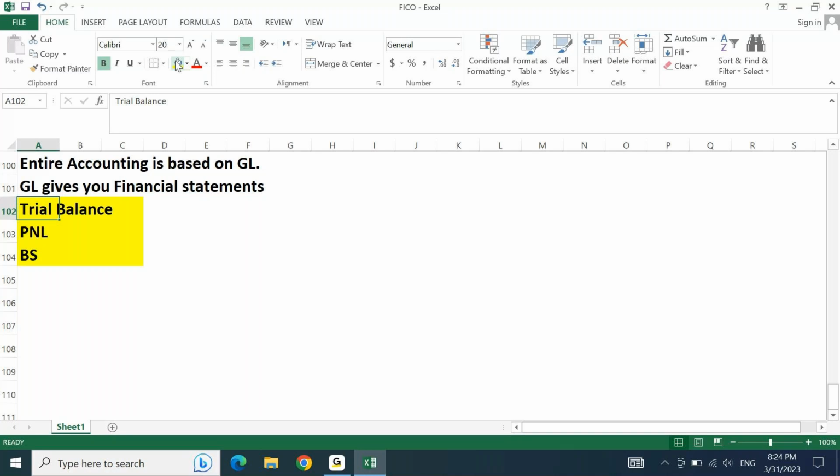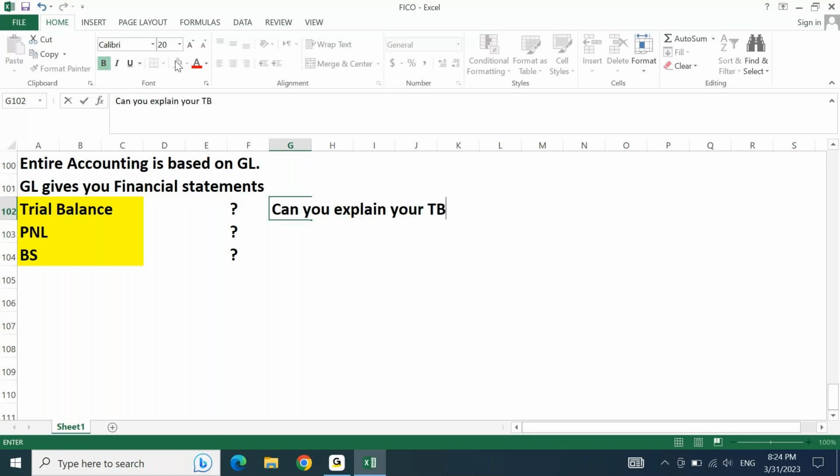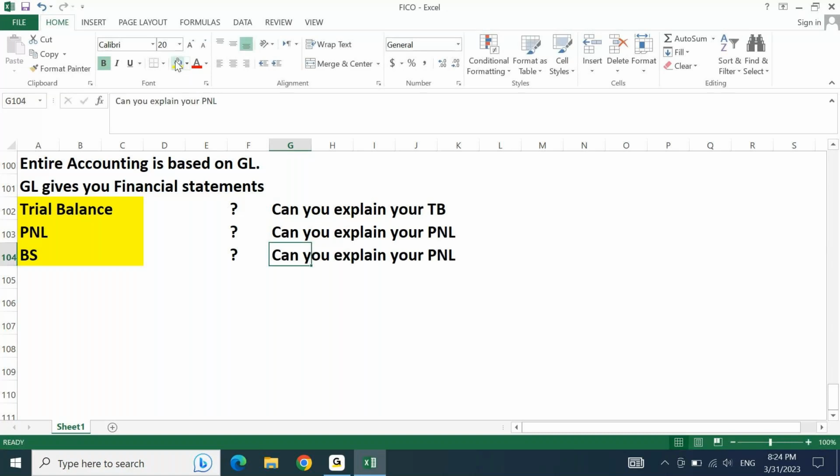Now, anybody who completes one full company code configuration in SAP, did we see trial balance? Did we see P&L? Did we see balance sheet for your company code? If you have seen, can you explain your TB? Can you explain your P&L? Can you explain your balance sheet of your company code that you have created?